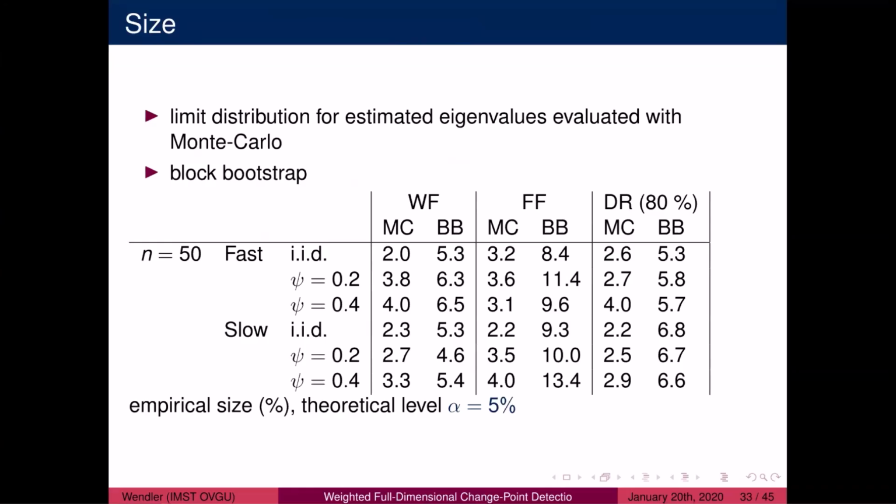Then you can use either the limit distribution, estimate the eigenvalues, and then Monte Carlo, or bootstrap. It turns out that for all test statistics, the Monte Carlo tends to be conservative, and the block bootstrap tends to be too liberal. So in the later simulations, I will only show you the Monte Carlo results. But it's not totally unreasonable with percentages.